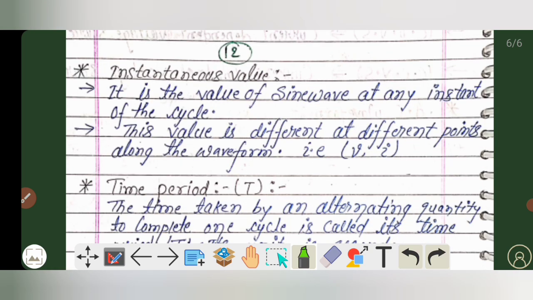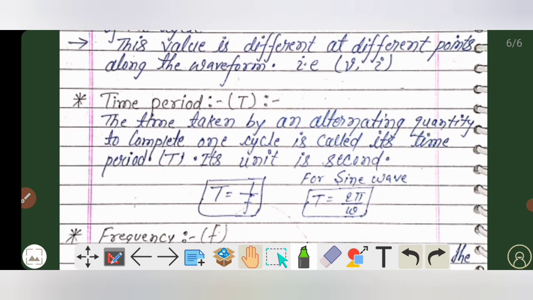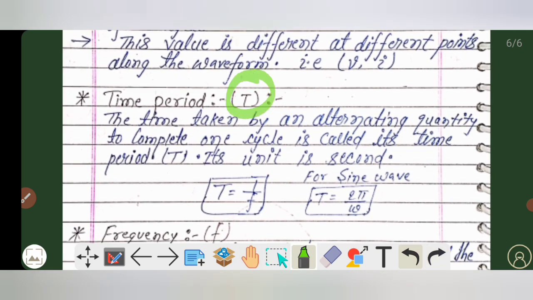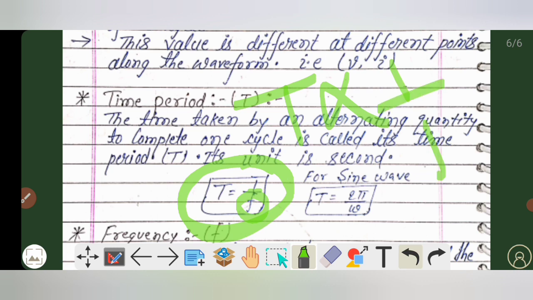Now the next one is time period. Time period is denoted by capital T. The time taken by an alternating quantity to complete one cycle is called time period, and its unit is second. Let us consider that this is a sine wave, and the time taken by the wave to complete one cycle is known as time period. Now one important formula: T is equal to 1 by f, where f is frequency. We can say that time period is inversely proportional to frequency.